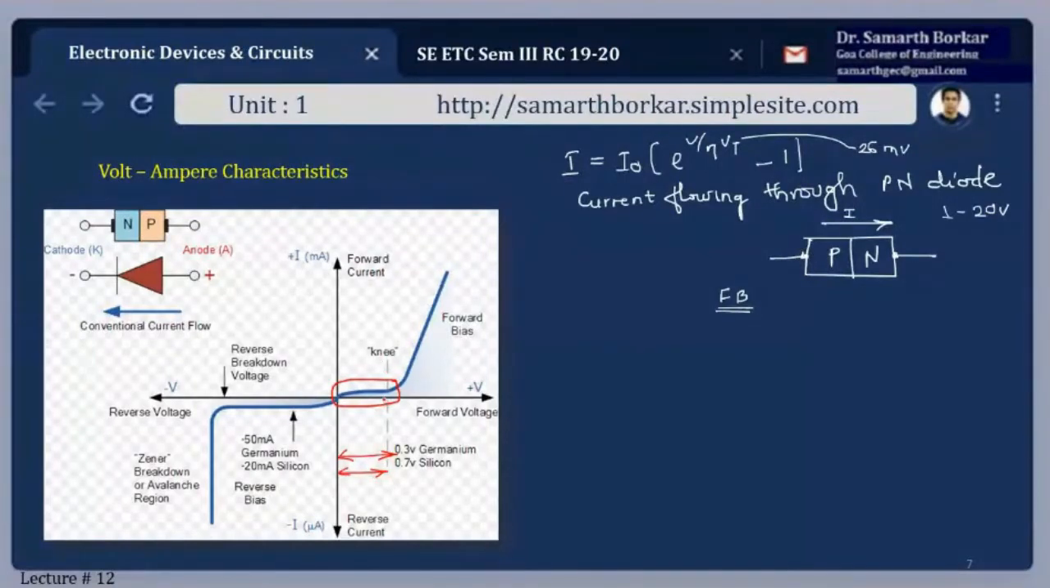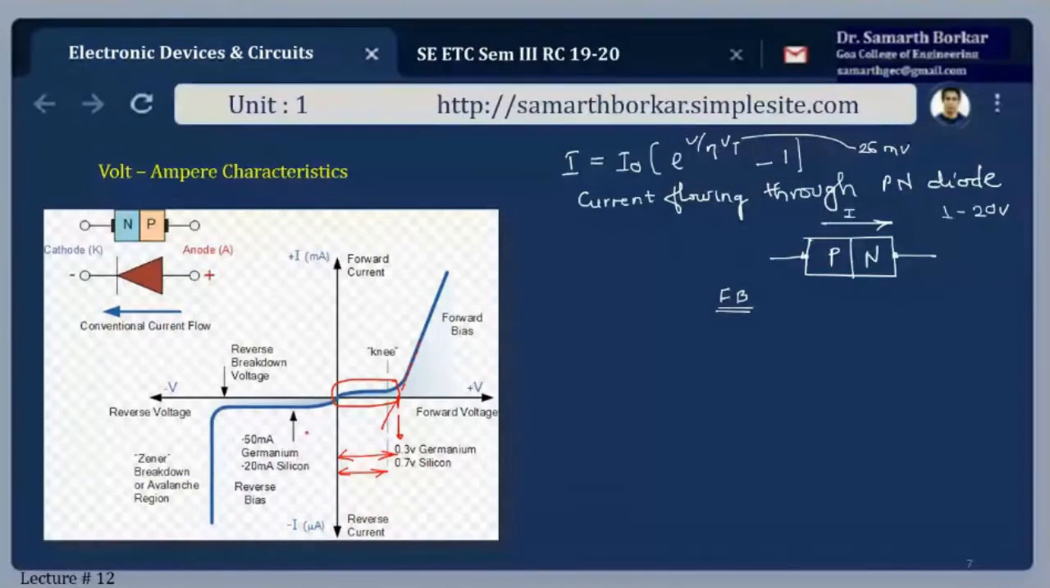It is slightly less. In case of silicon it is 0.6. In case of germanium it is 0.2. How do we find this value 0.3, 0.7? We have to just extend this line. This intersection point will give me the voltages 0.3 and 0.7 for germanium, silicon, and so on. Now this is the forward characteristics. This is also referred to as inverse square law because of this exponential equation.